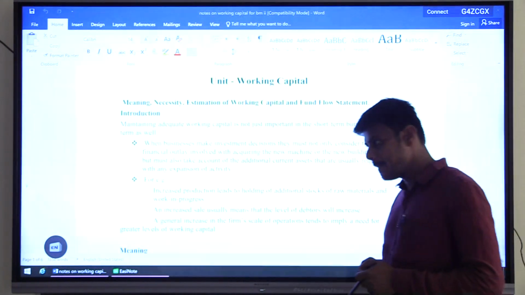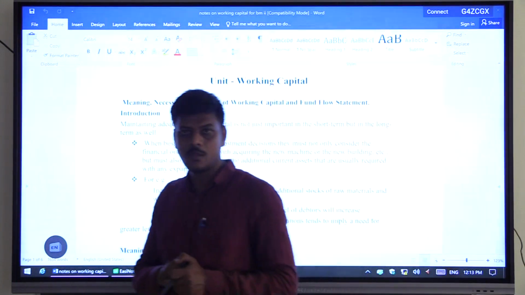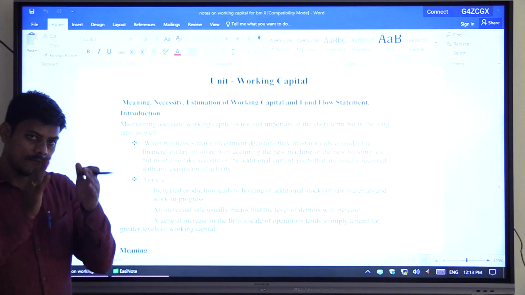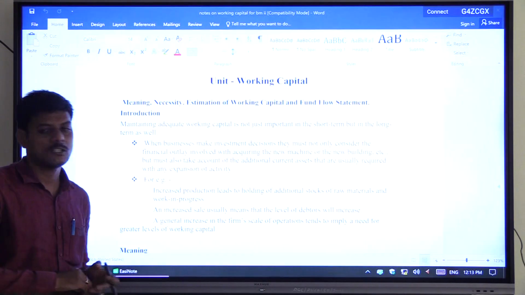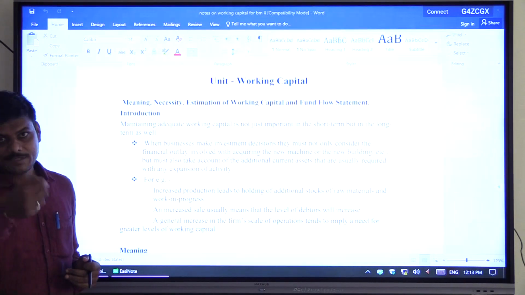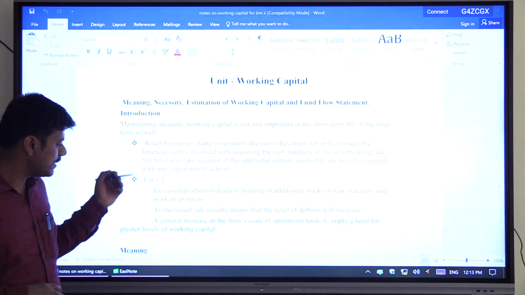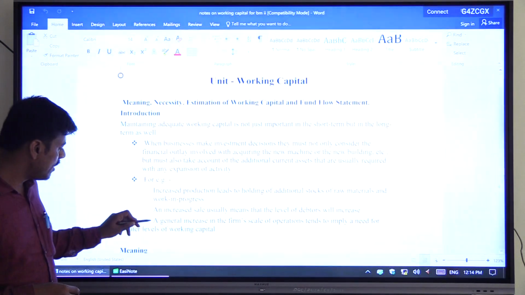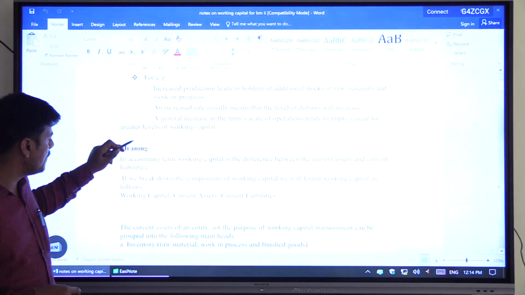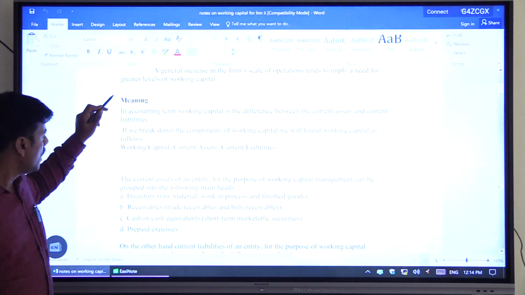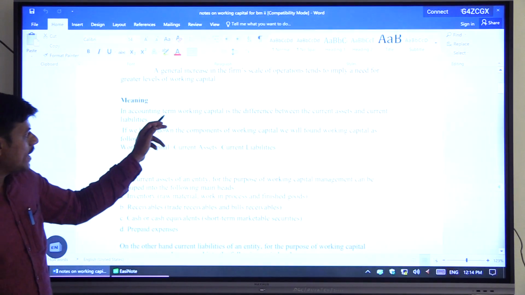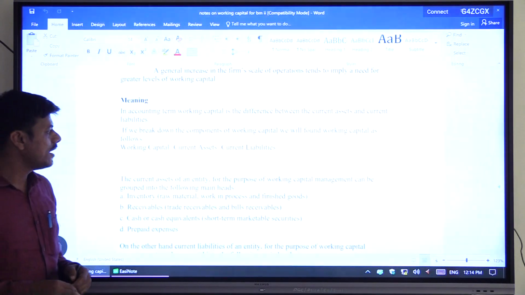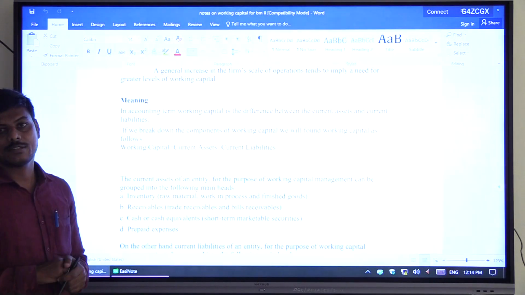Now here we will discuss what is meant by working capital, why it is so important, and what the reasons are that working capital is necessary for each and every business organization. Then you will understand the meaning of working capital. In accounting terms, working capital is the difference between current assets and current liabilities. It is called working capital.